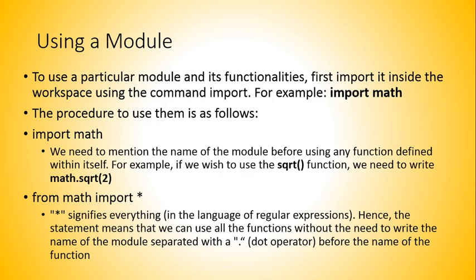The next command, for example, from math import star. Here the asterisk mark signifies everything in the language of regular expressions. Hence, the statement means that we can use all the functions without the need to write the name of the module separated with a dot operator before the name of the function. This means you only have to write sqrt(2) and then your answer, the square root of 2, will be shown.